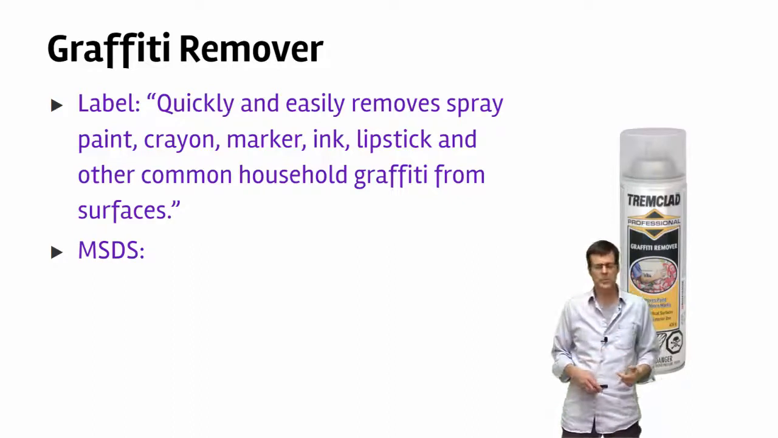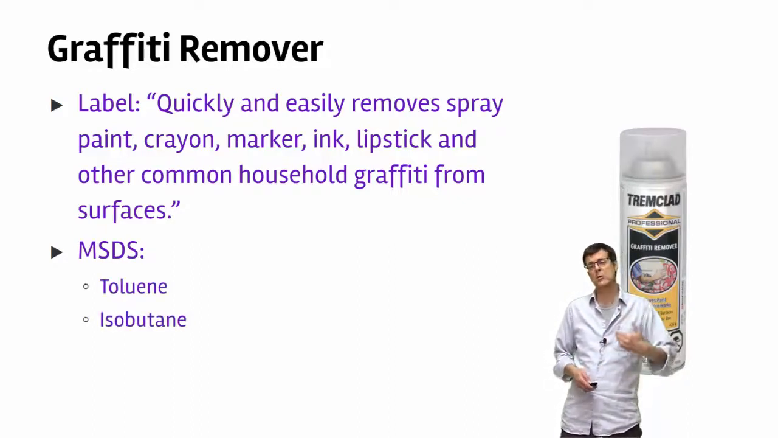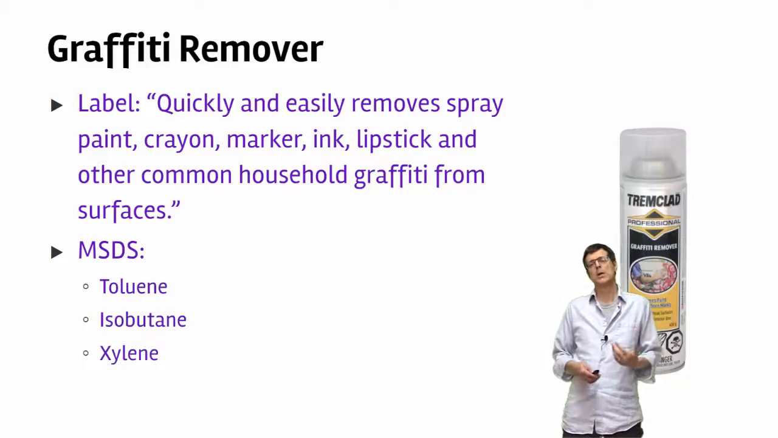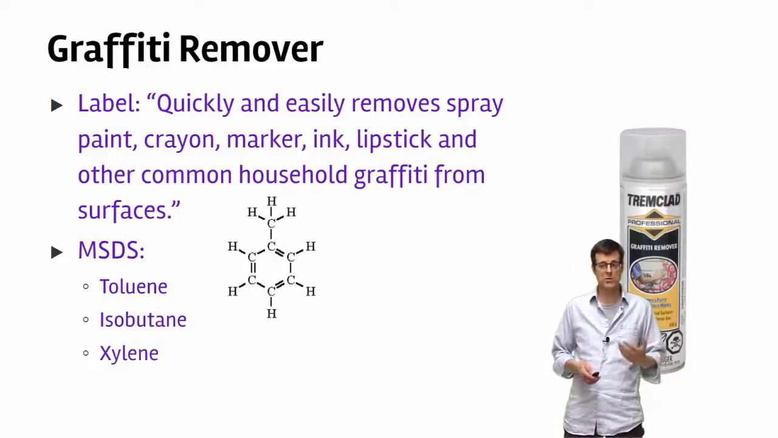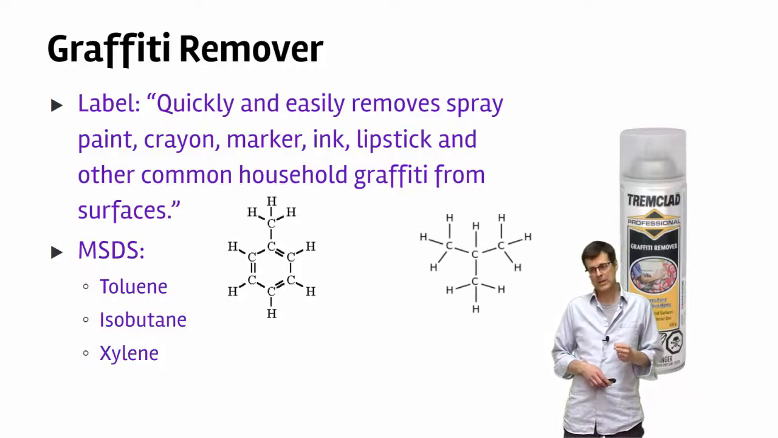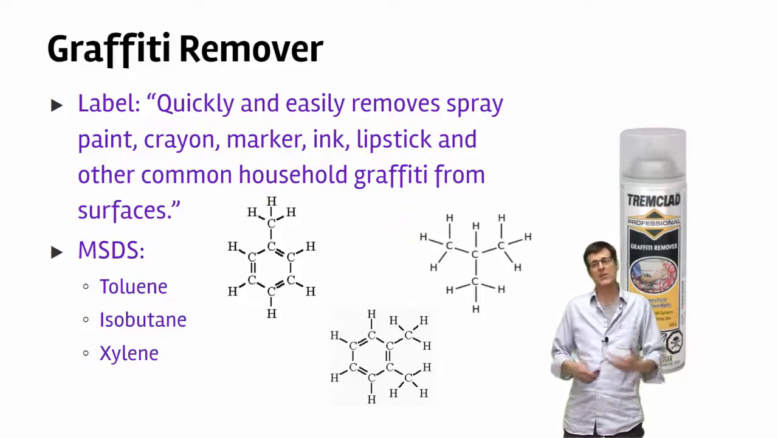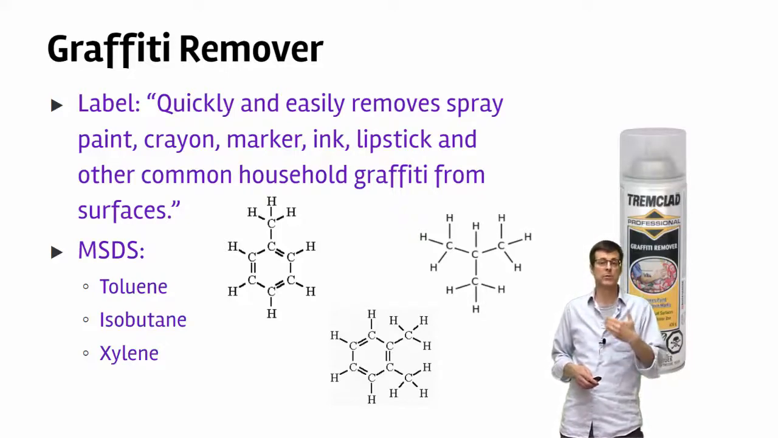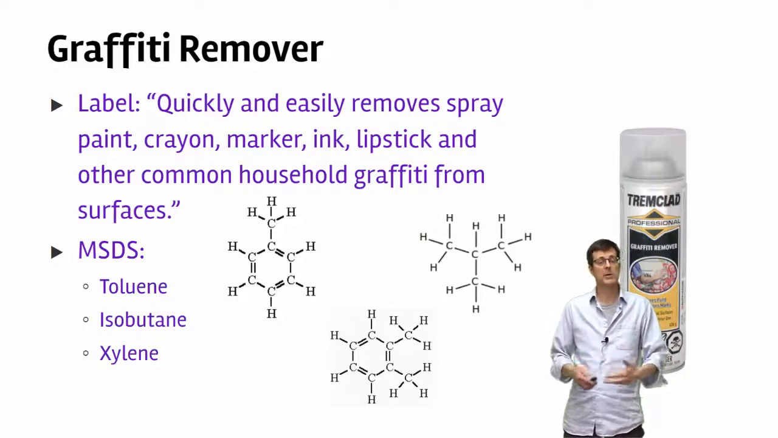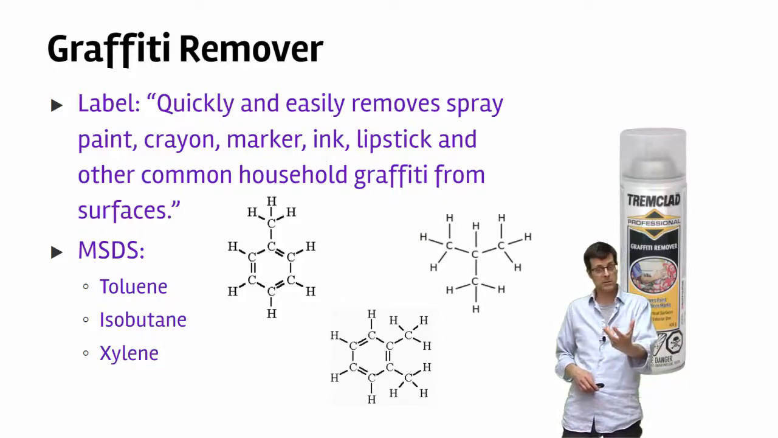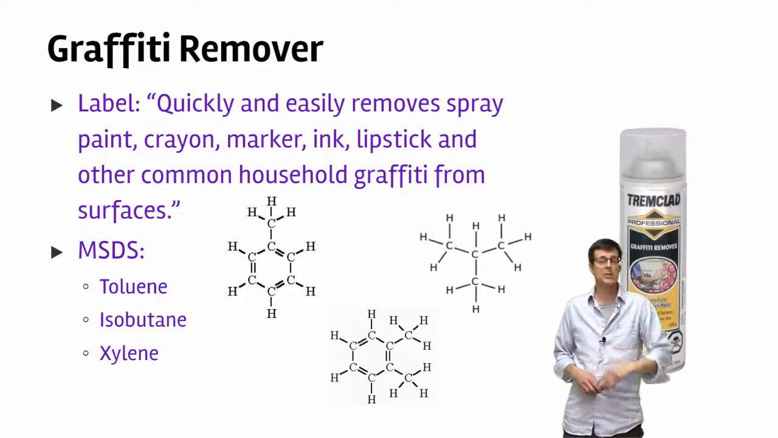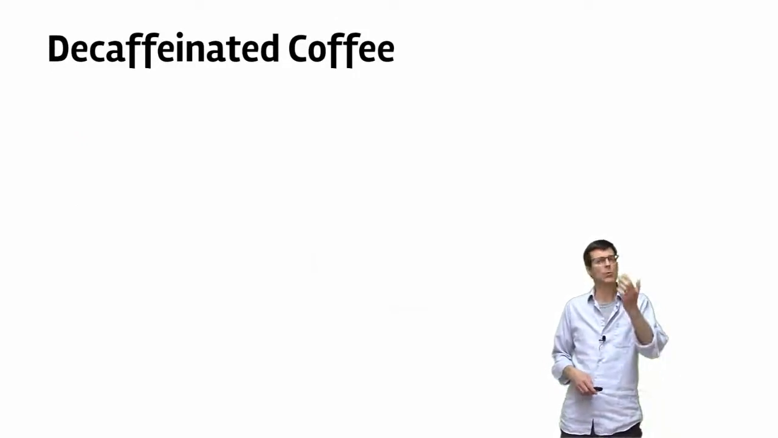And I looked at the data sheet on this stuff, and it said it contained toluene, isobutane, and xylene. Not that we care that much, but if you were to look at the structures of those things, those have a lot of carbon-carbon bonds and a lot of carbon-hydrogen bonds, and we know from earlier that those are low polarity or non-polar. So those are going to be fairly low polarity molecules. So if wax is a low polarity molecule, toluene, isobutane, and xylene are low polarity molecules. Likes mix with likes.